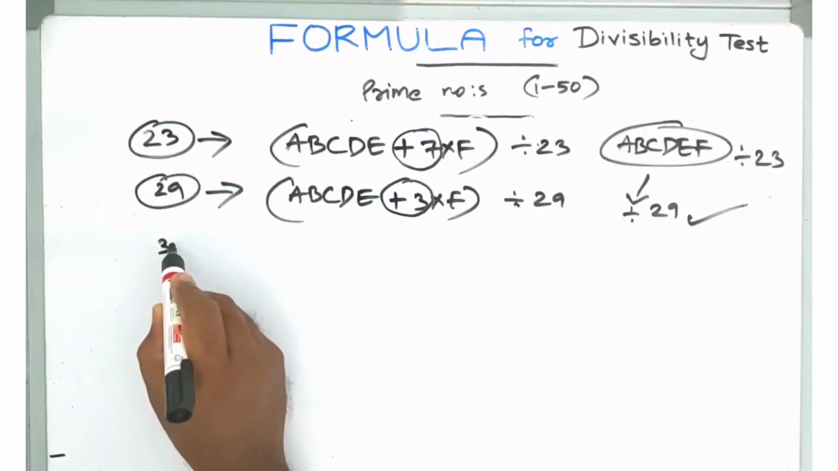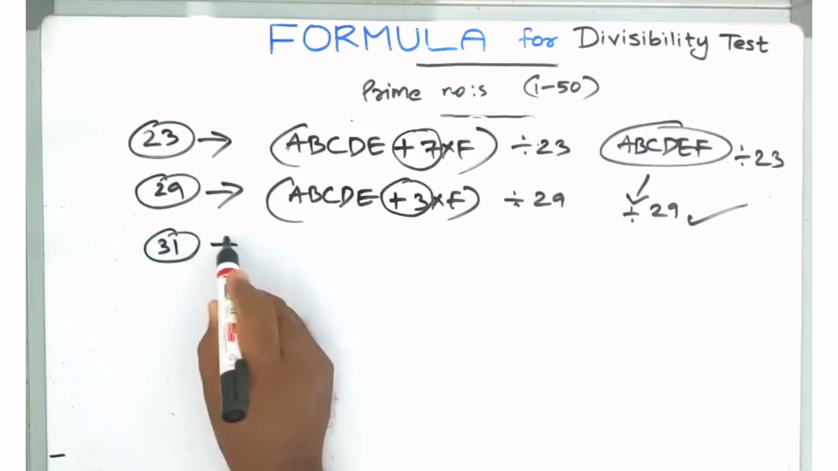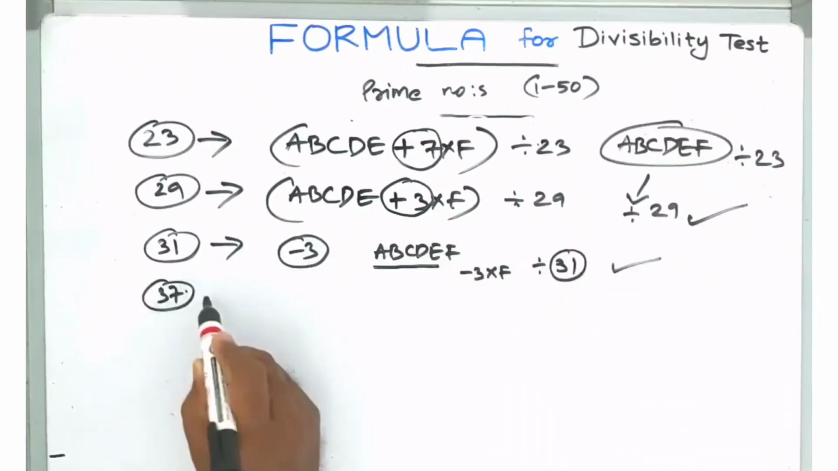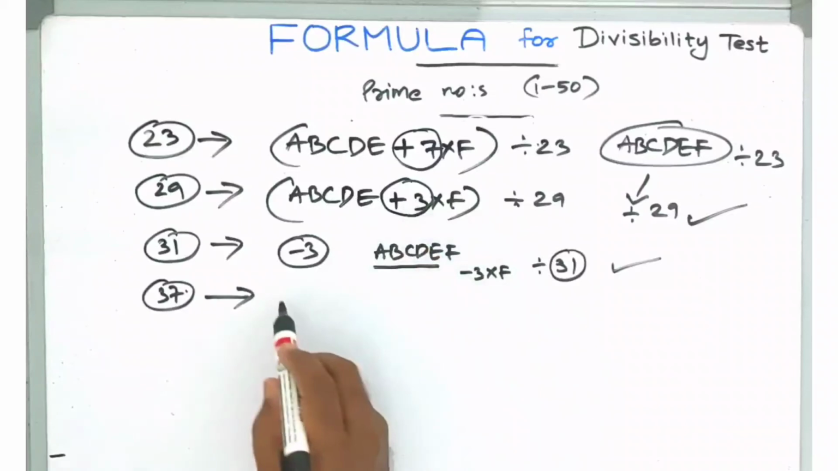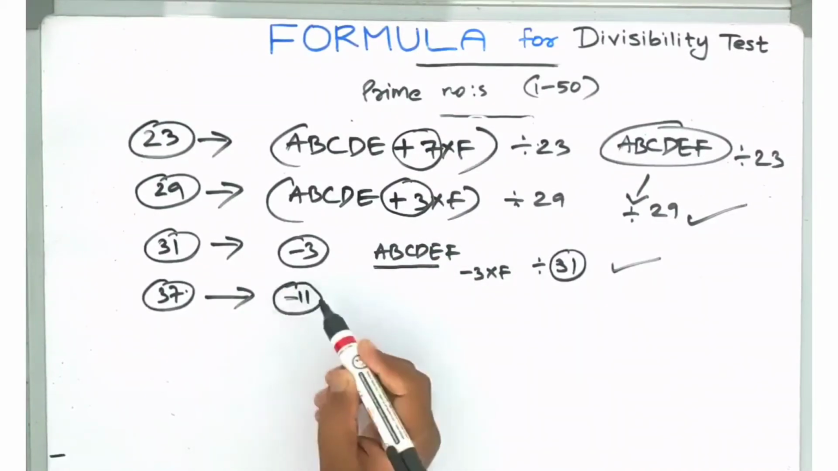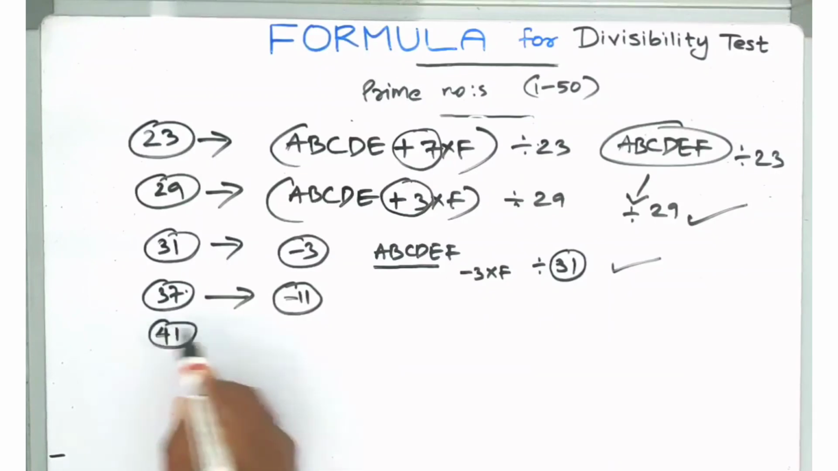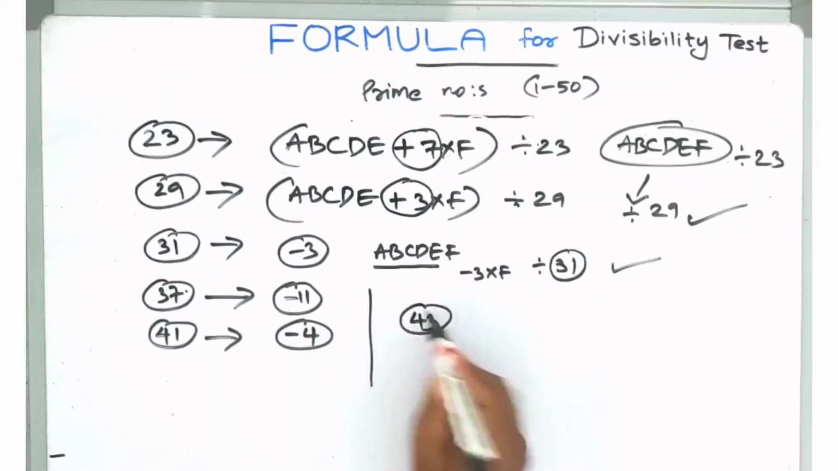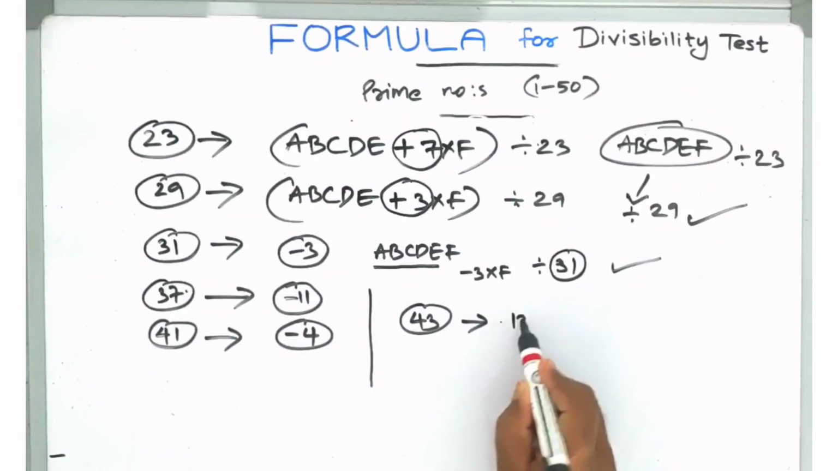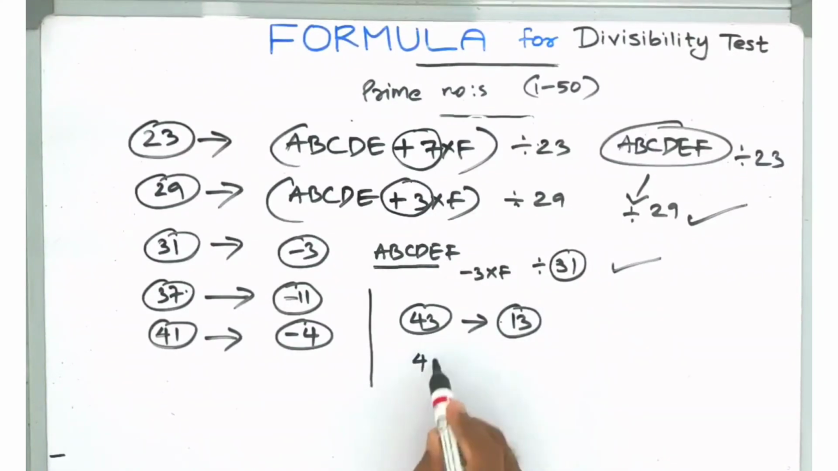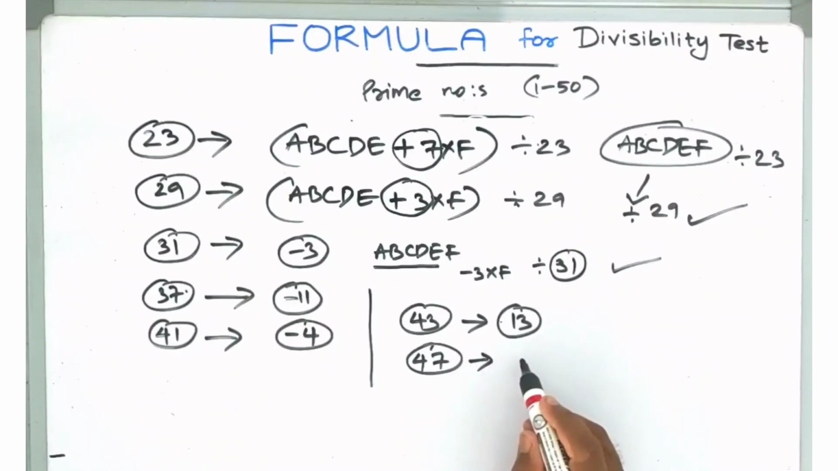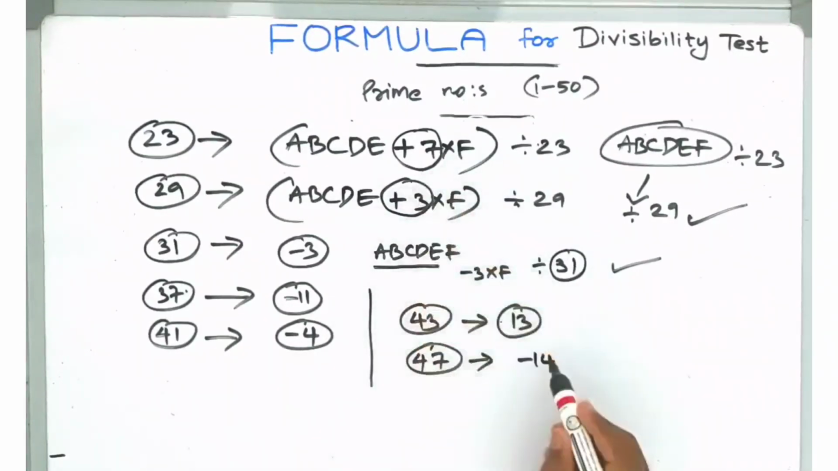As we proceed, the next prime number will be 31. In the case of 31, this number will be -3. The next prime number is 37. The number in this place will be -11. In the case of 41, the number will be -4. 43, the number will be 13. The last prime number before 50 is 47. In the case of 47, the number in this place will be -14.